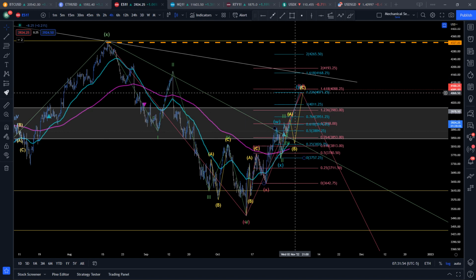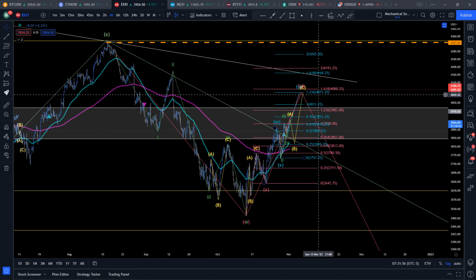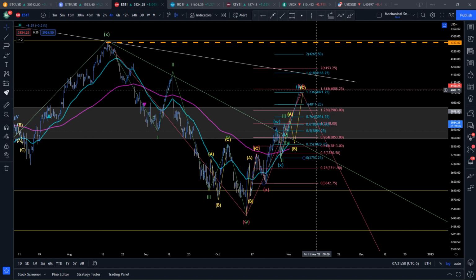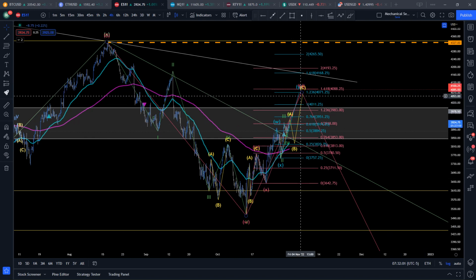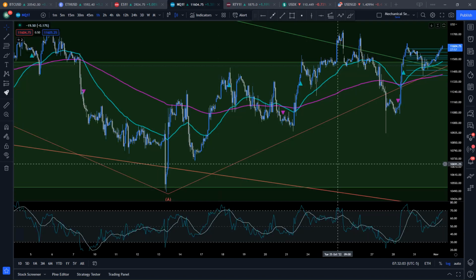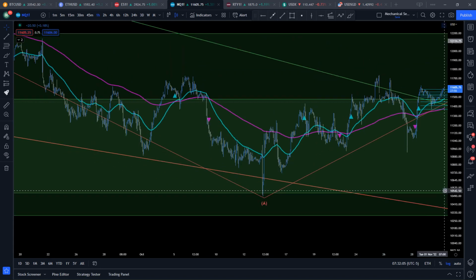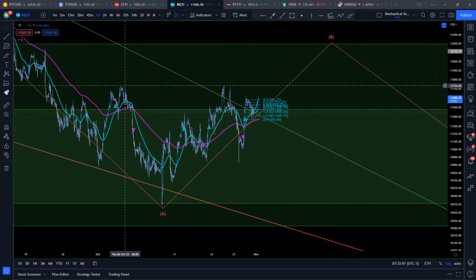Definitely going to fail the X connector highs. So probably fail somewhere around the 236 or the 618 here between these two extensions. And then we're going to look for another decline in ES. Okay. Similarly in NQ, we don't even have to talk about the wave structure.